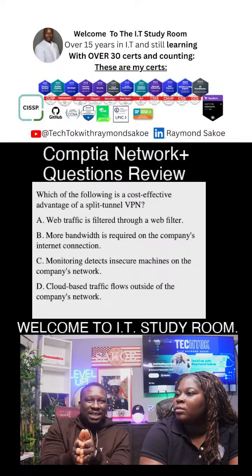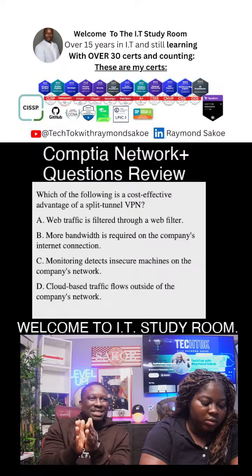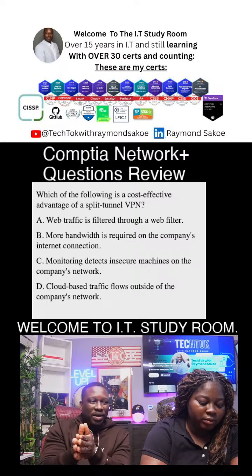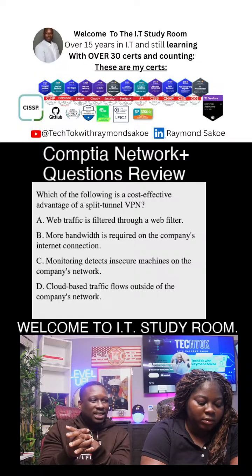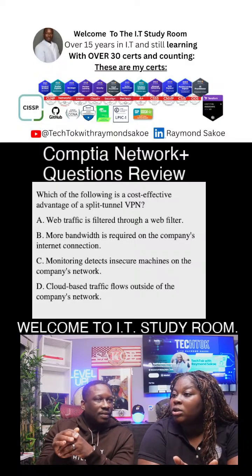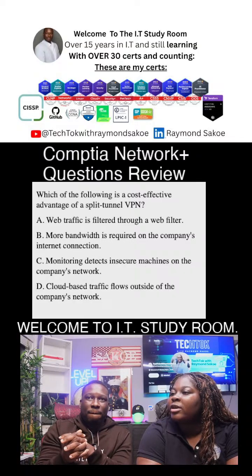Split tunnel is basically saying that only if I'm accessing something on the company network, send it to the company VPN. If not, bypass the VPN and use regular internet. Okay. Someone is saying that it saves bandwidth and cost. Bandwidth and cost. Okay.